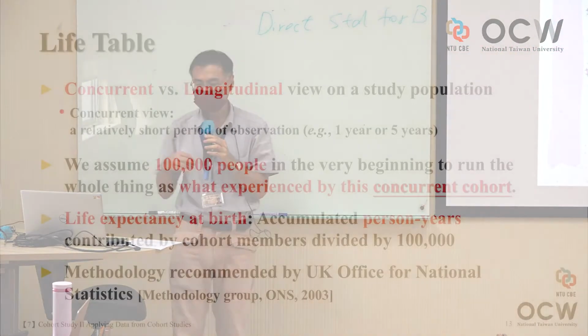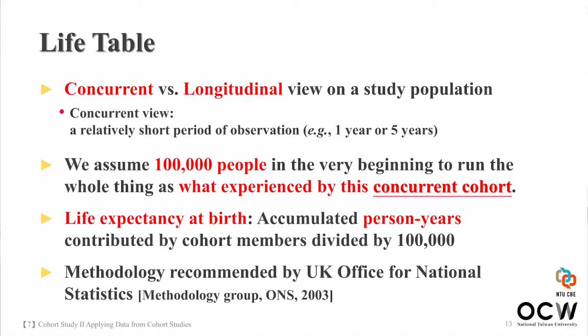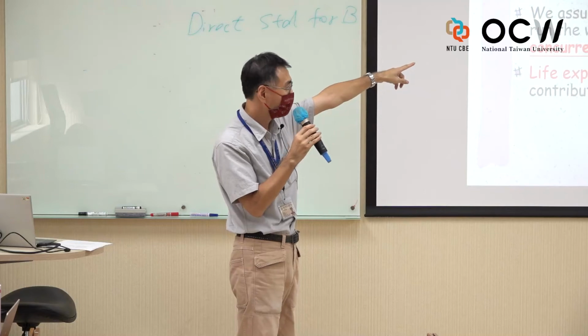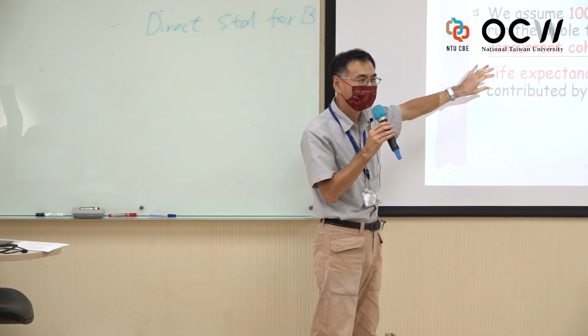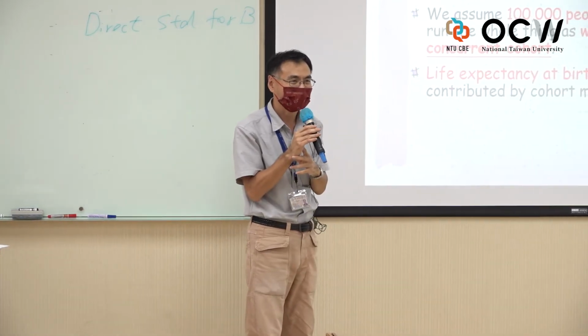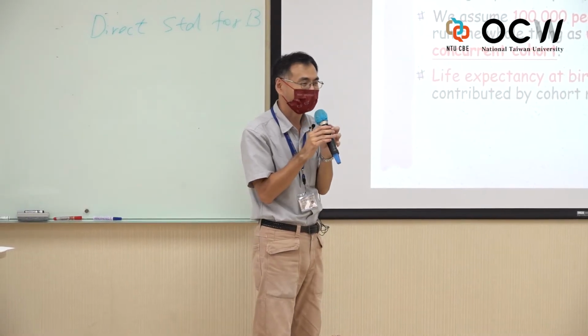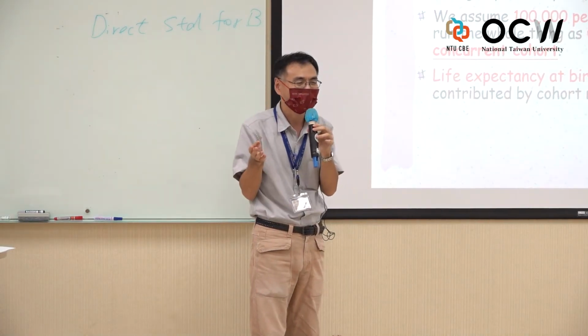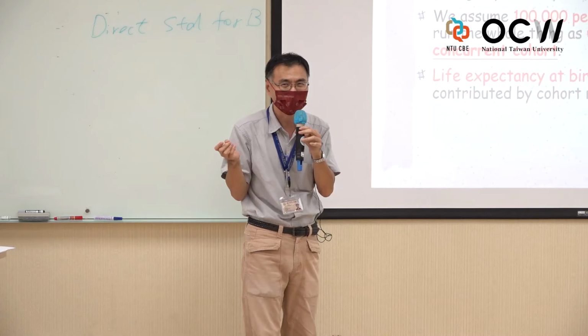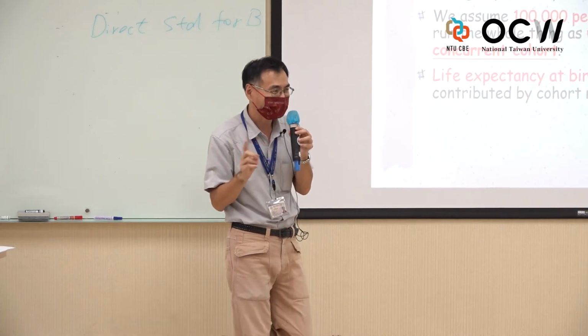So then we could generate the information like a life expectancy at birth. The calculation is basically the accumulated person years contributed by the whole cohort divided by 100,000 people in the very beginning. Okay? So people might ask, then what about the age structure? We don't need to care about age structure anymore, right? It's just like a fish fillet. We have taken away the bone. So you could just enjoy the fish, okay, without taking care of the bone. So you don't need to worry about age structure.